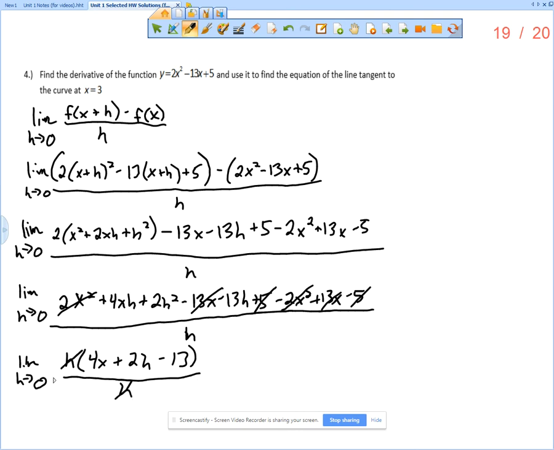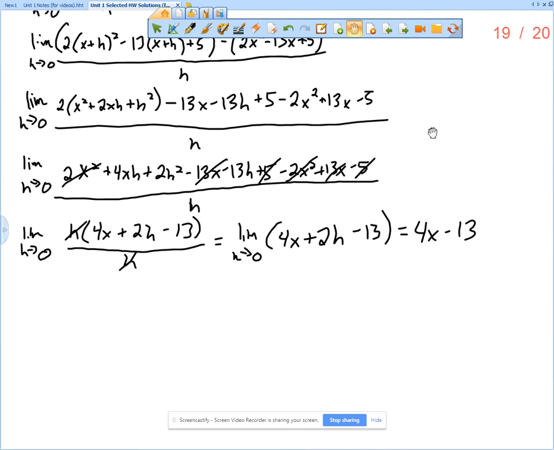So now, of course, h reduces, and I'm left with the limit as h approaches 0 of 4x plus 2h minus 13. So evaluate with h equals 0. So 4x minus 13. So 4x minus 13 is what? That is the derivative, which is also known as the formula for the slope of the tangent. All right, so now we want to figure out the equation of the tangent line. So how do we do that?